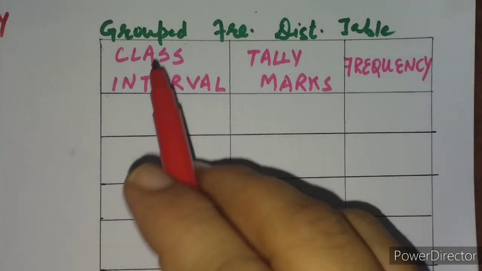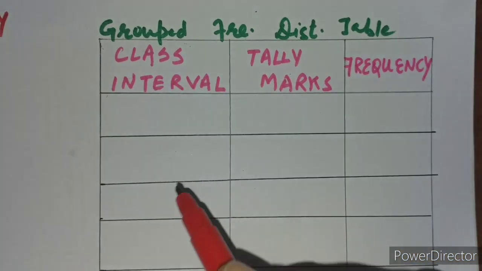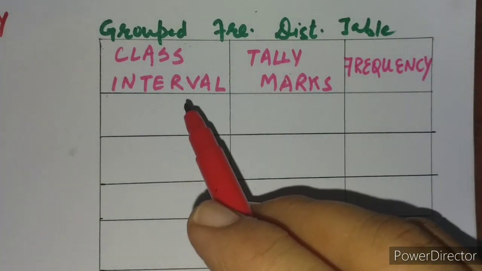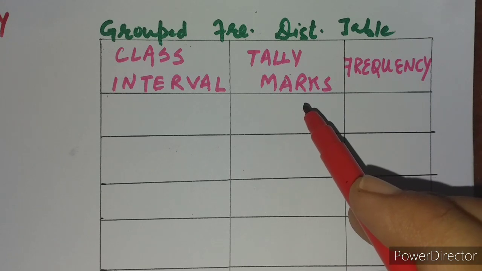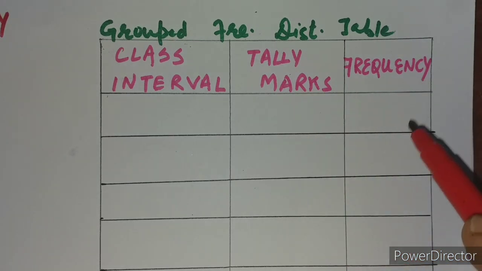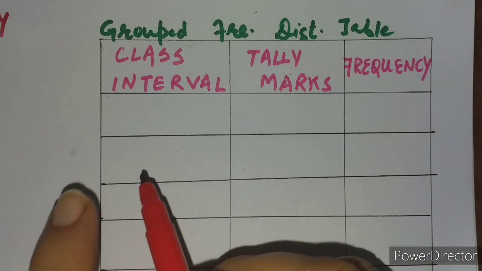In order to make the grouped frequency distribution table, just like the ungrouped one, I have made 3 columns. The first is for class interval, where we are going to write our groups. The second one is for tally marks, same as in the ungrouped one, and the third one is for frequency, which all of you know already, right? Now let us start making the groups.